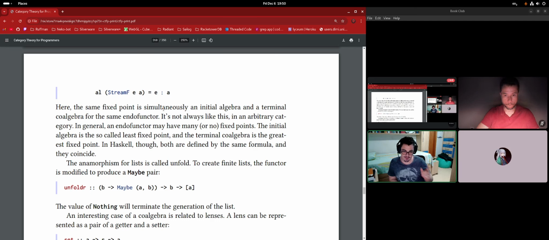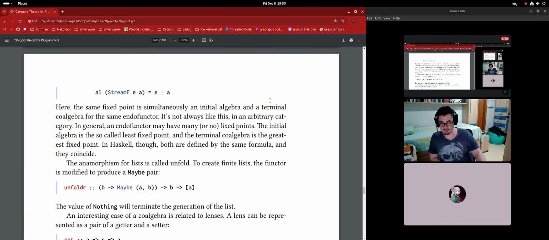Okay, this part is also the part that I'm going to ask questions to you, Mani. The same fixed point is simultaneously an initial algebra and a terminal coalgebra. What does that mean?